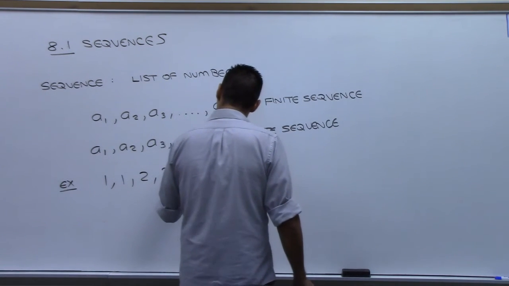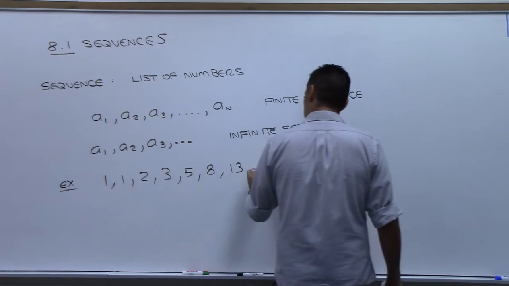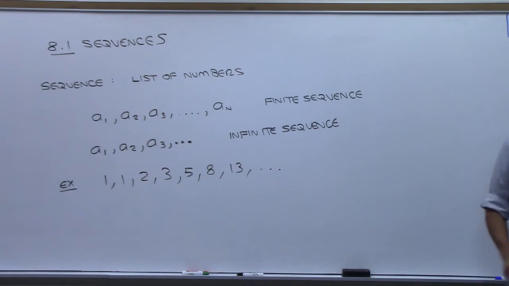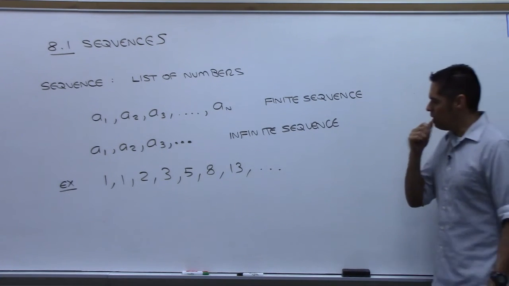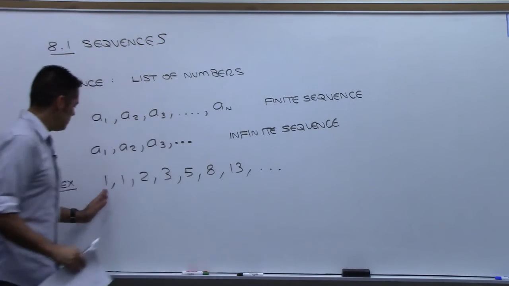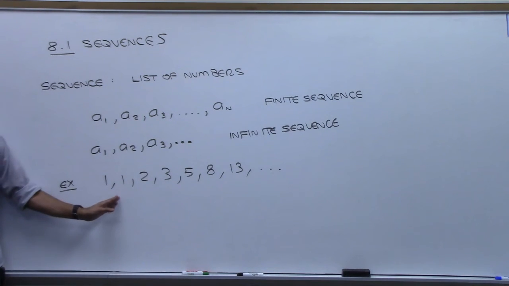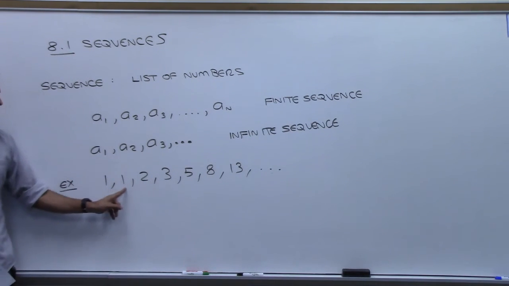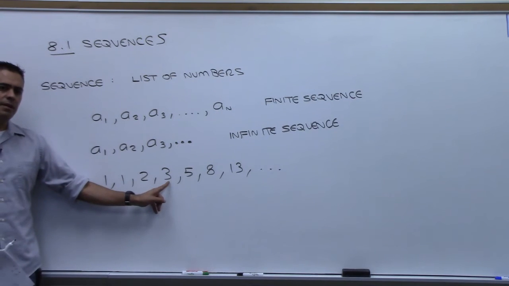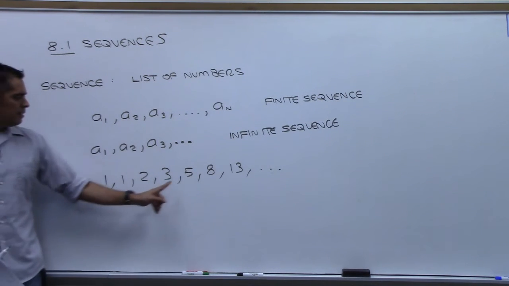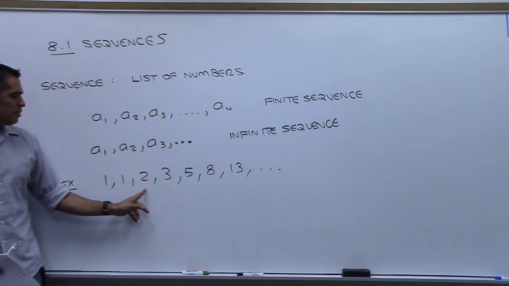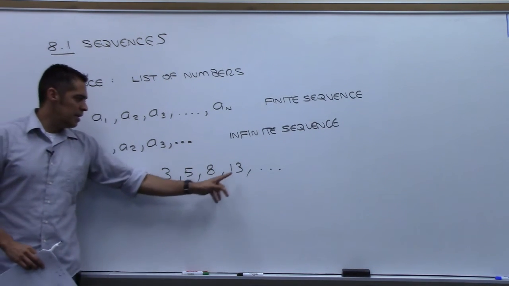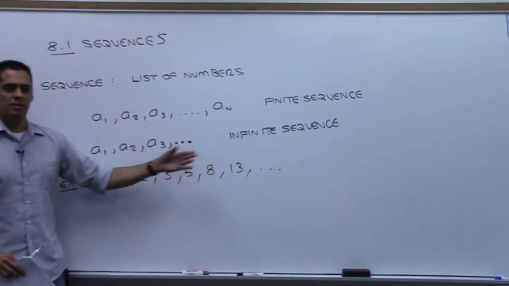Some of you have seen this one before. This infinite sequence is the Fibonacci numbers, the Fibonacci sequence. How does this sequence work? The first 2 are always 1. The next number is the sum of the previous 2. So 2 is 1 plus 1. 3 is 2 plus 1. 5 is 3 plus 2, right? The next number should be 5 plus 3 is 8. The next one should be 8 plus 5 is 13. You just keep going with it.